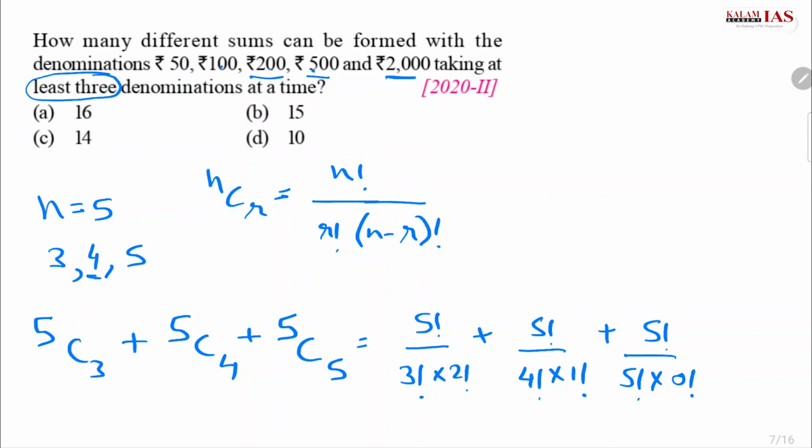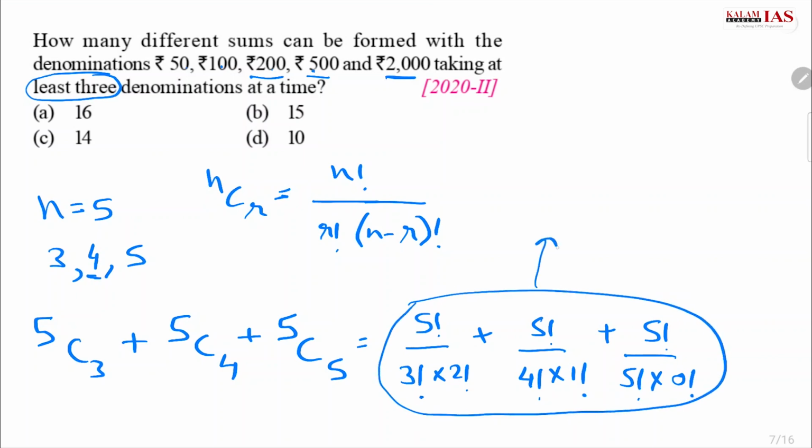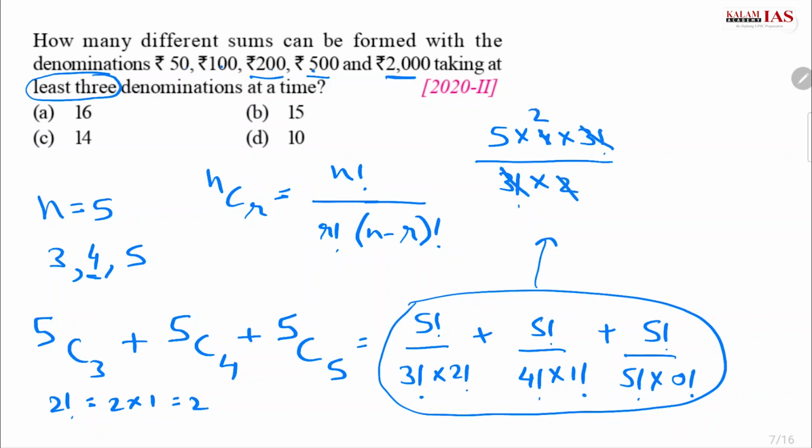Substituting these values, we can simplify this equation in this way. 5 factorial means 5 into 4 into 3 factorial divided by 3 factorial into 2 factorial. 2 factorial means 2 into 1, which is equal to 2. So we can simply cancel 3 factorial, 3 factorial and 2 into 2. So this value is 10.